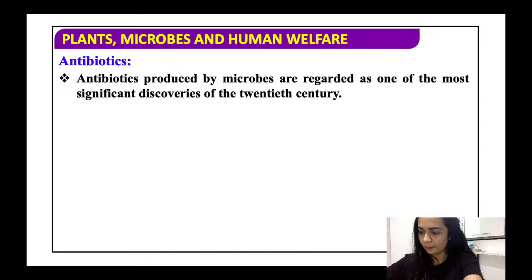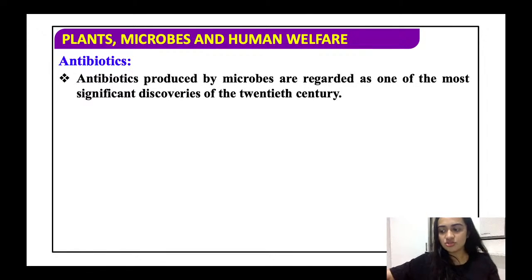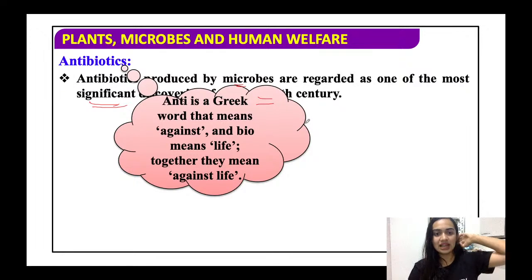And yes, antibiotics are also again a boon that we have got from microbes. Okay? And it is regarded as one of the very significant discoveries of the 20th century. All right, and काफी significant माना जाता है medical history में. And this is basically, anti is a Greek word that means against. And yes, so basically, what do I mean by antibiotic?